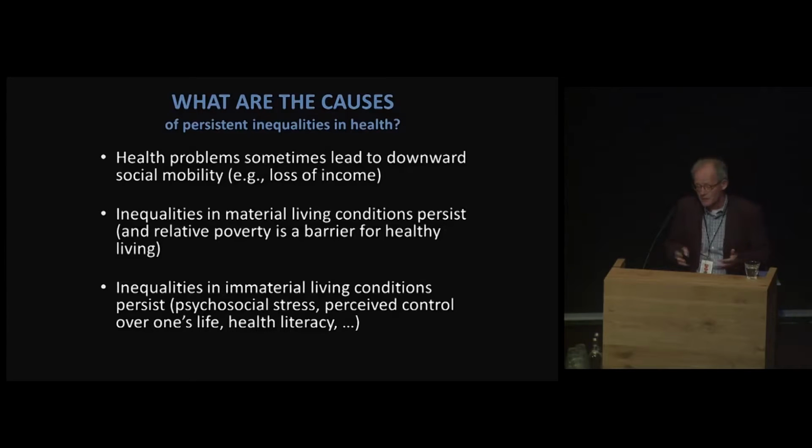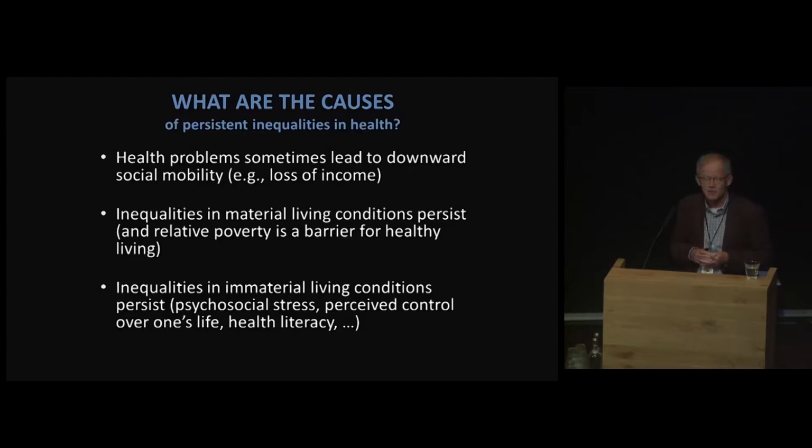The first is that although one may tend to think that it's low socioeconomic status that causes ill health or premature death, the reverse can also be the case. Sometimes health problems lead to downward social mobility, to people losing their jobs and losing parts of their income, and therefore produce an association between income and health problems that is not due to the effect of income on health, but due to the effect of health on income. That's one partial explanation or group of explanations.